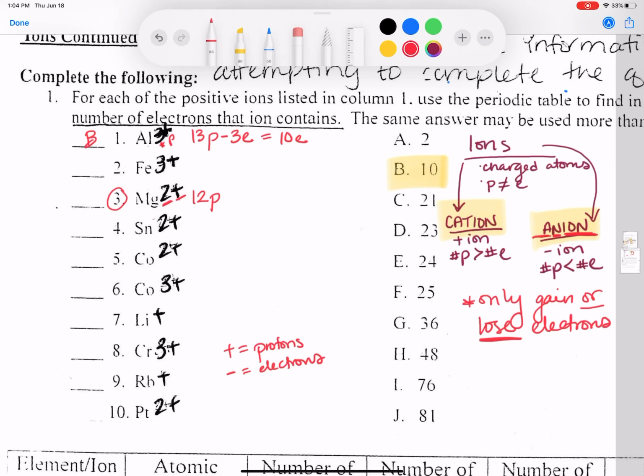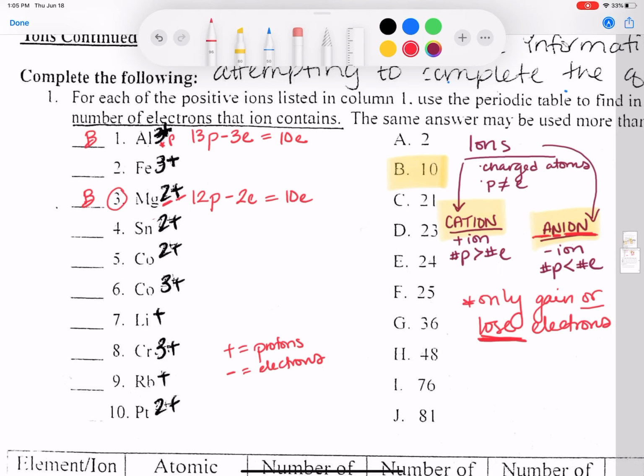Think of plus as protons, minus as electrons. So magnesium will always have 12 protons, but this time it's showing off a 2+ charge, meaning it has 2 more protons. How did we get 2 more protons? Again, you lost 2 electrons. How many electrons do you have? You have 10 electrons. Please notice in the instructions it says you can use the same answer more than once. So again, this answer is B.